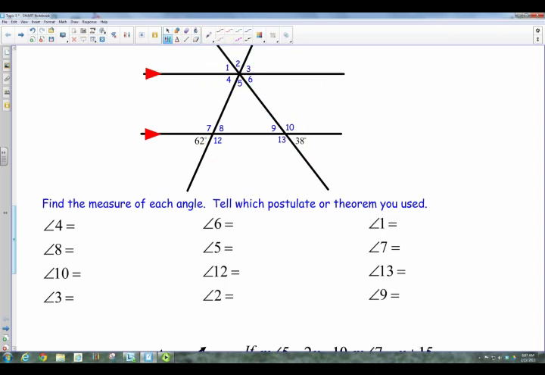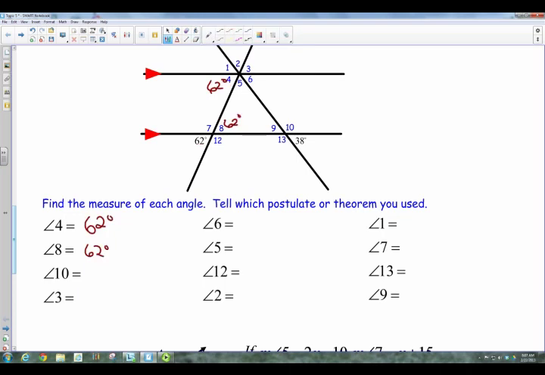Alright, so here's where we start. You've got the 62. What is corresponding to 62? Angle 4 is corresponding, so that means angle 4 is 62 degrees as well. Okay, so we've got that one. I'm going to fill these in as we go so we can keep track. Now angle 8 is directly across from that 62, so that's a vertical angle, so that one's 62 as well.